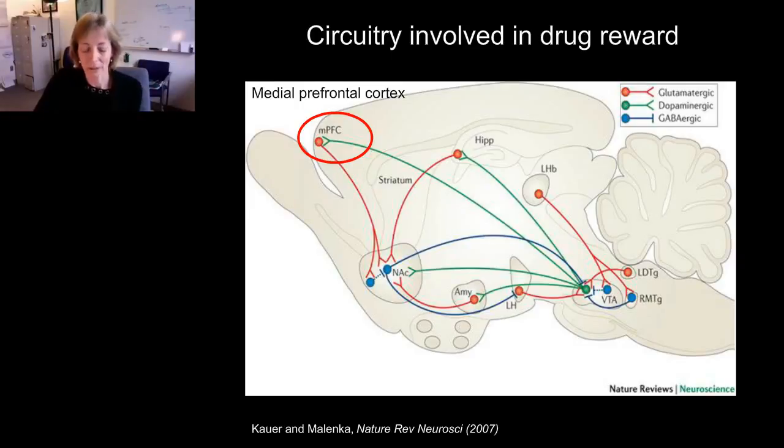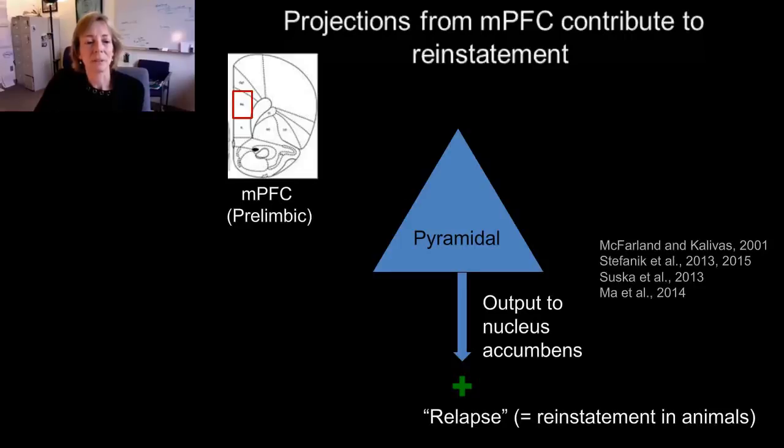So my focus is on the medial prefrontal cortex, and we'll dig in a little bit deeper here. This is showing a coronal slice of the medial prefrontal cortex in a rat, in this area here that we're interested in targeting for our studies. The reason for this is that there are pyramidal neurons in the prelimbic region of the prefrontal cortex that have important outputs to the nucleus accumbens for relapse behavior.